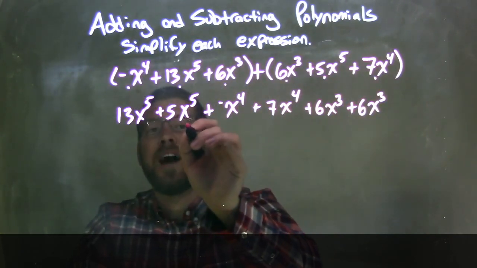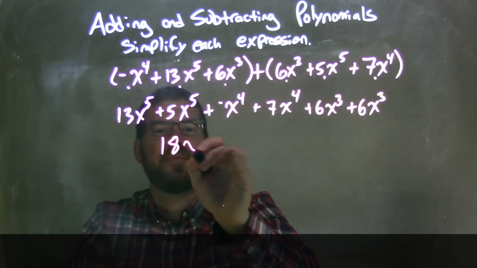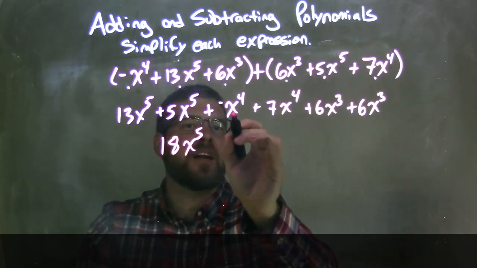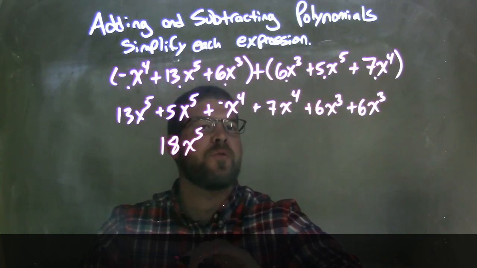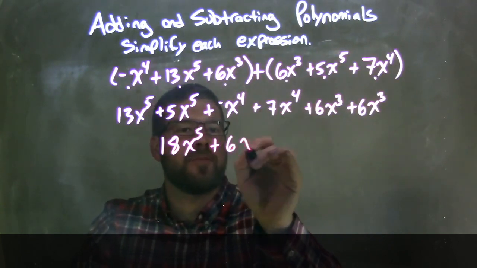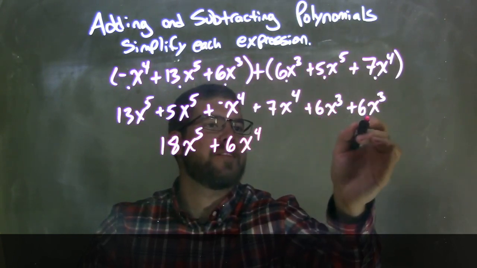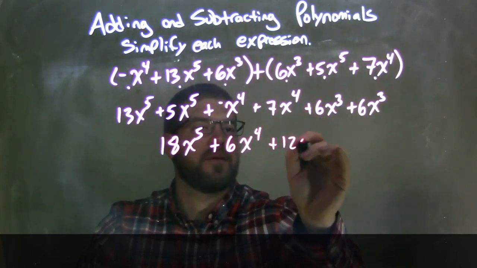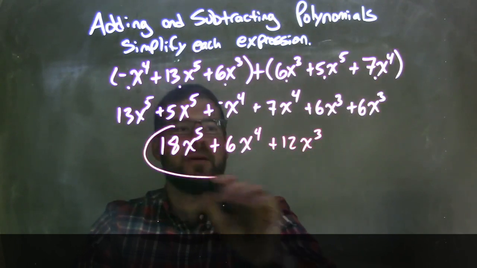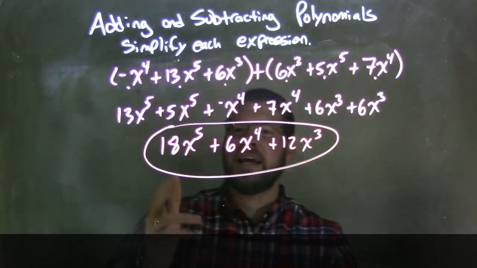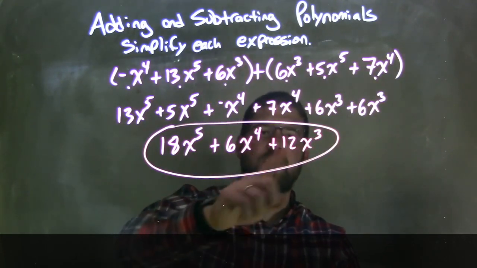13x to the fifth plus 5x to the fifth is 18x to the fifth. And then negative x to the fourth plus a 7x to the fourth is a 6x to the fourth. Then we have 6x to the third plus 6x to the third is a 12x to the third. And there we have it. We have our final answer here, which is 18x to the fifth plus 6x to the fourth plus 12x to the third.